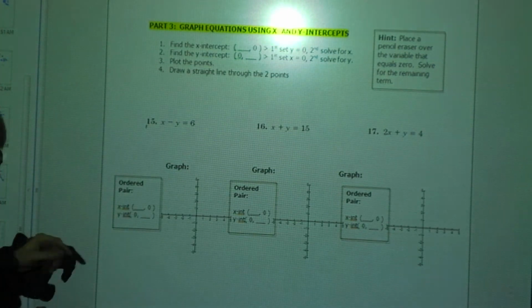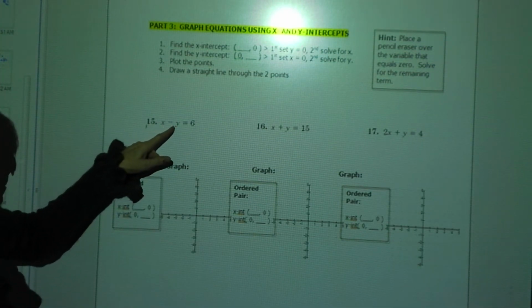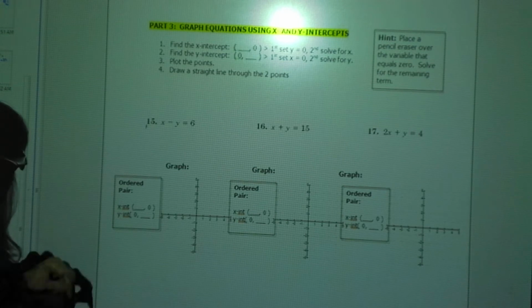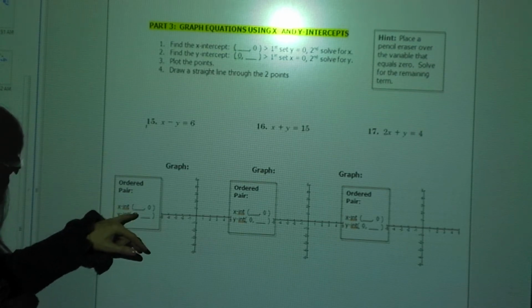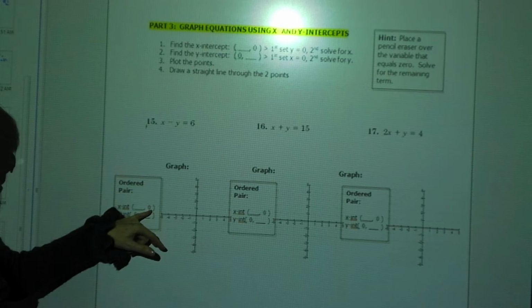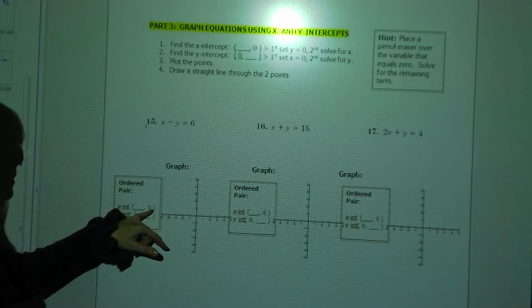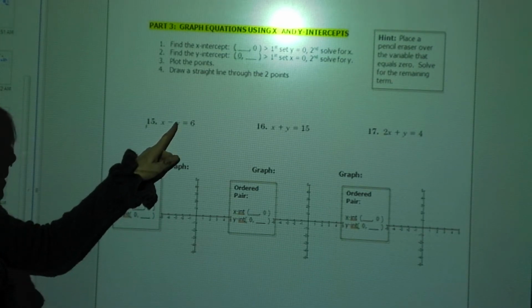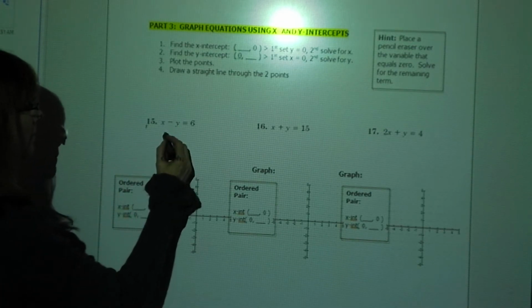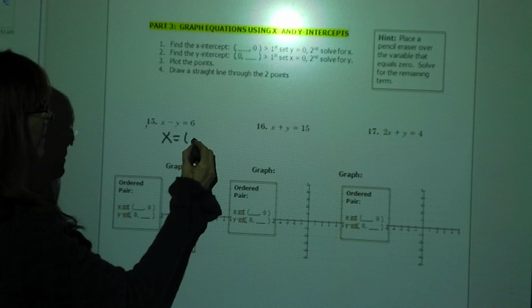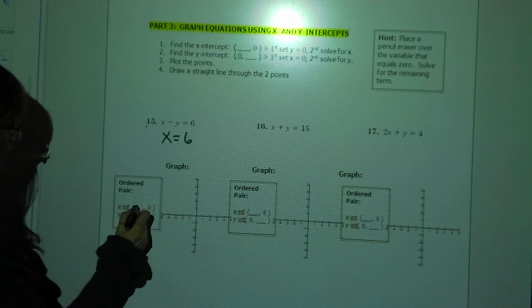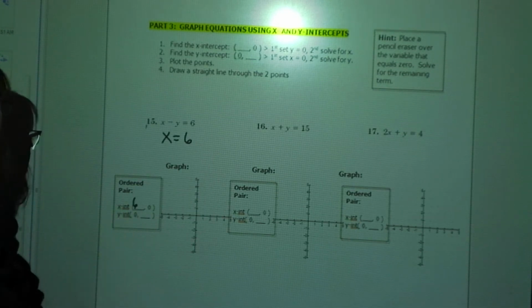So for example, if you look at this equation, we have x minus y equals 6. So I'm going to start by finding my x-intercept. So notice I set up my ordered pair so that y is equal to 0. So if y is equal to 0, that means that that variable isn't there. So if y equals 0, I end up with the equation x equals 6. So my ordered pair is going to be (6, 0).